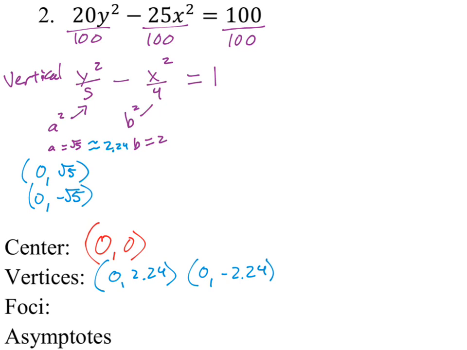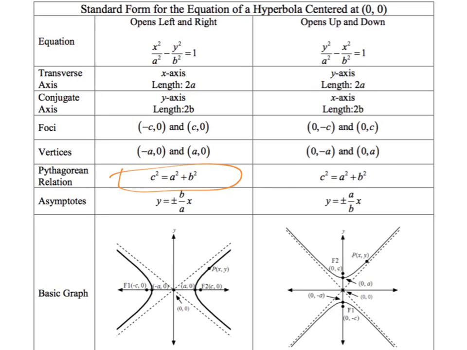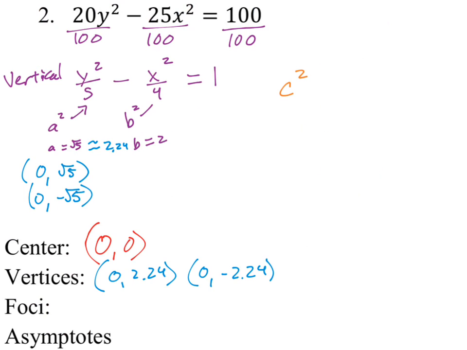Let's see, what's a great color for this? I don't know, orange, I guess. So to get our c value, you have to remember the Pythagorean relation for these things, which is like the normal Pythagorean theorem: a squared plus b squared equals c squared. So c squared is going to equal a squared plus b squared, which means that a squared, which is 5, and b squared, which is 4, are going to add together to give you 9. So c squared is 9.